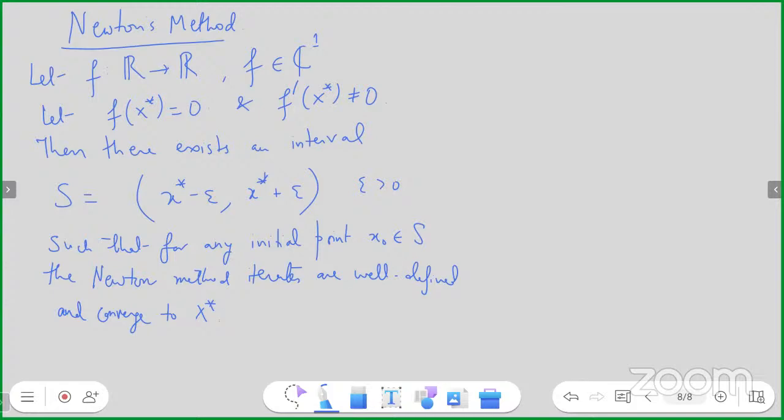And importantly, f prime of x star is not 0. So as soon as you see something like not equal to 0, what is the thing you should click in the mind? That I'm allowed to take one over that, which is meaningful.